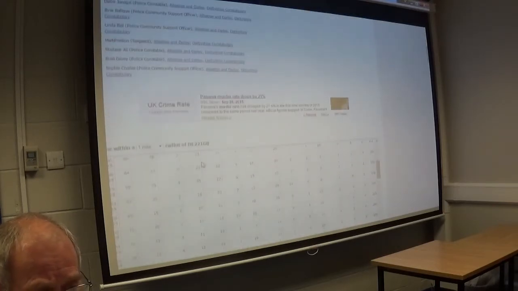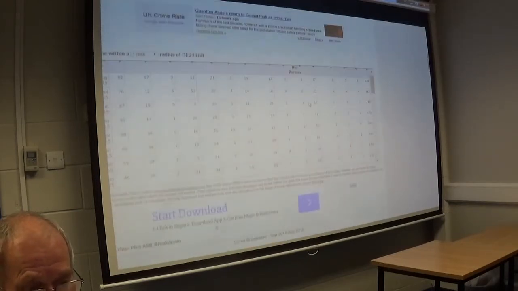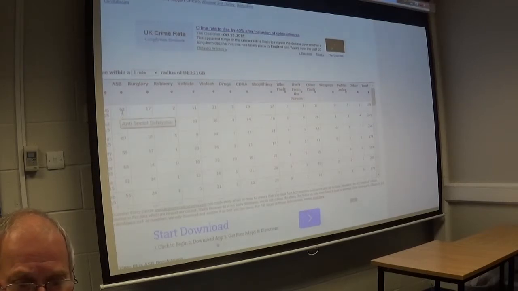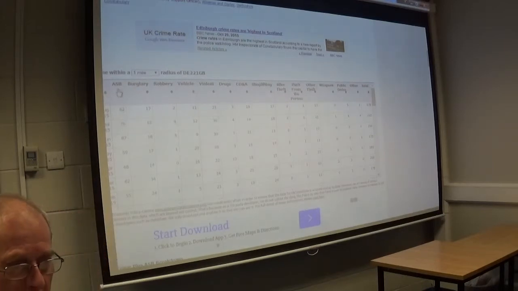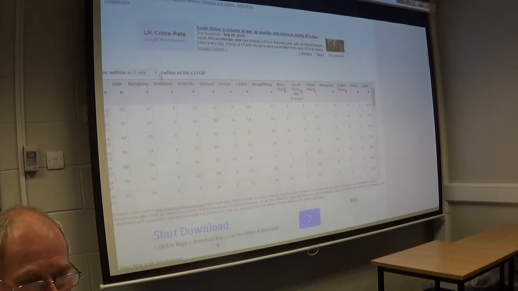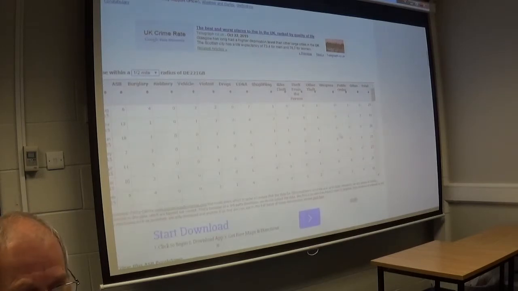So this is the data that's being used down the bottom here. So, within 1 mile of DE22 1GB, which is where we are now, we're on August, ASB, what's that? Antisocial behaviour, that's it. Antisocial behaviour, 62 cases, burglary 17, robbery 2, vehicle theft. A bit frightening, really, isn't it, when you look at it? I wonder whether these are actually causing the opposite effect, driving people away. So, half a mile of where we are now in August.